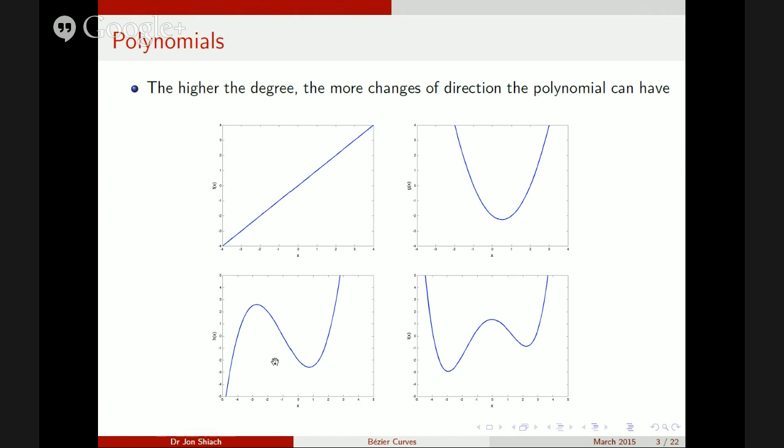Cubic can have 2 changes of direction. Quartic can have 3. Degree 5 can have 4, degree 6 can have 5, etc. So the number of changes of direction is the degree of that polynomial minus 1. That's important to realize, and when we look at higher order degree Bezier curves, you'll see why.